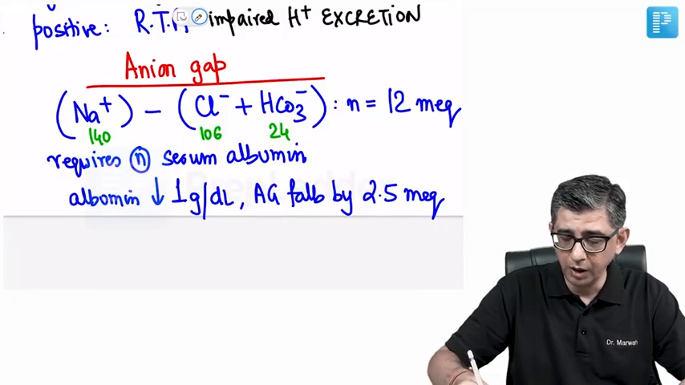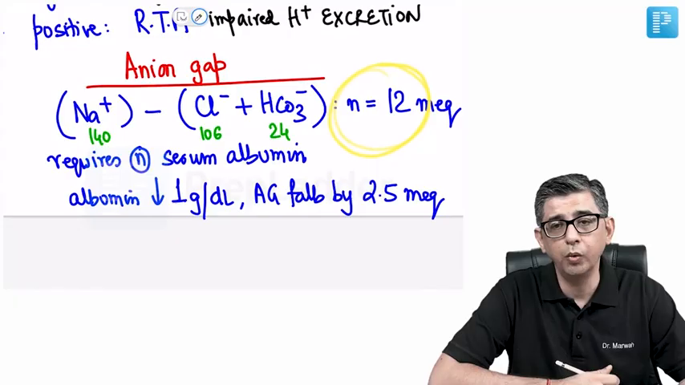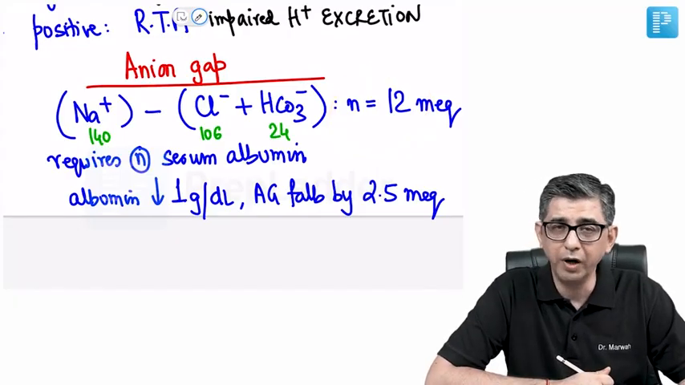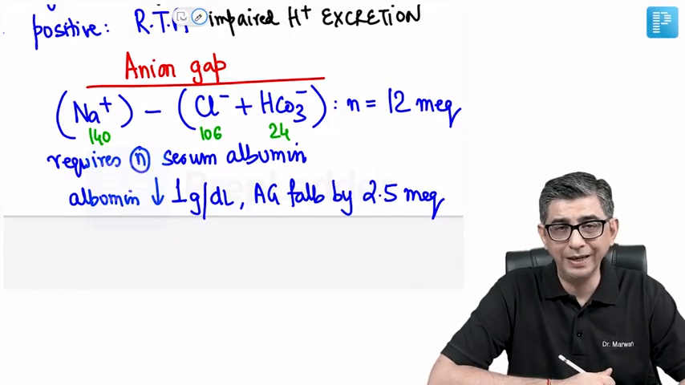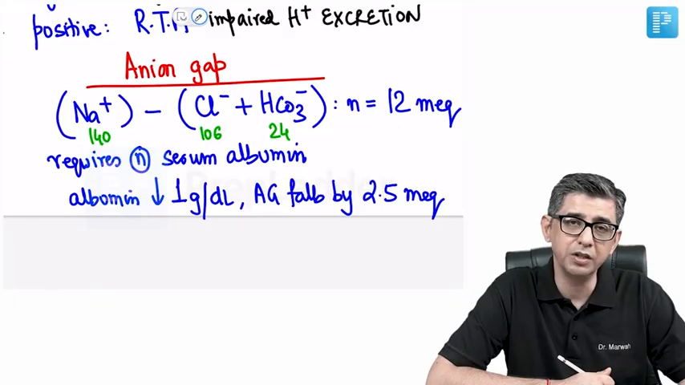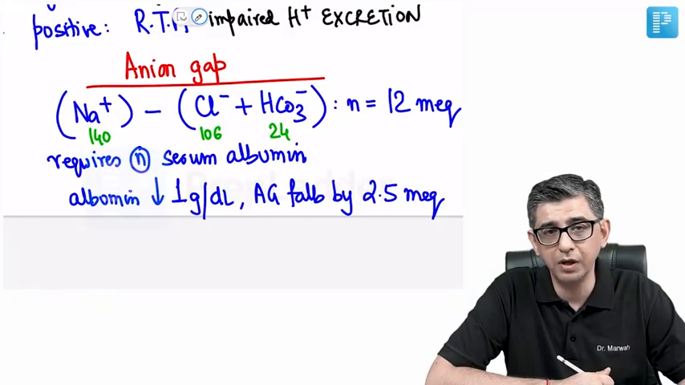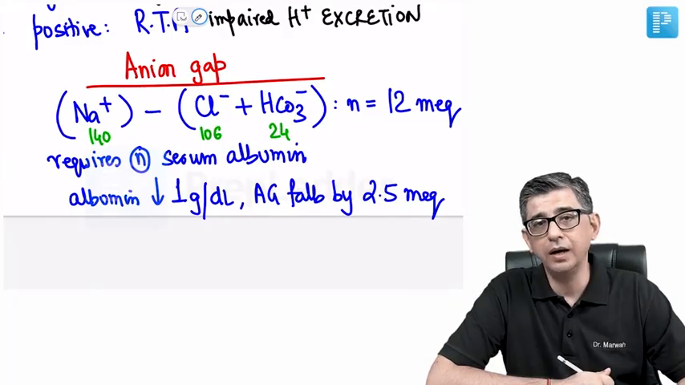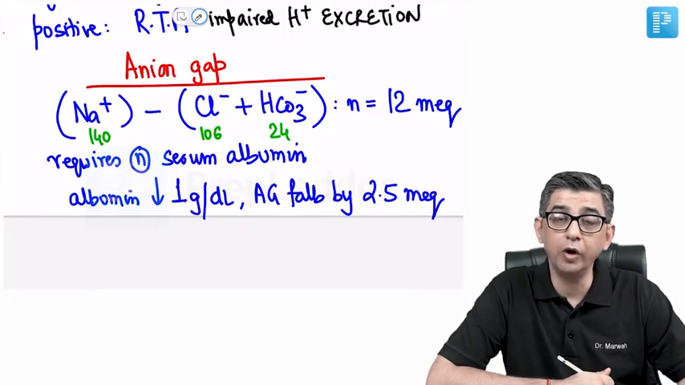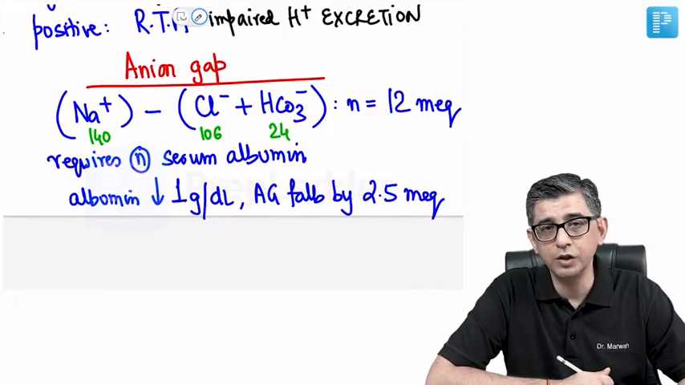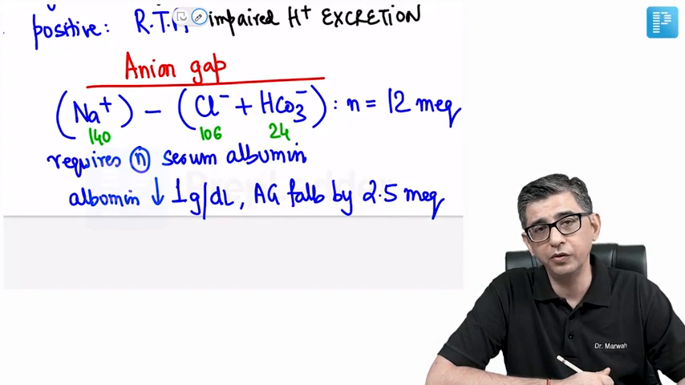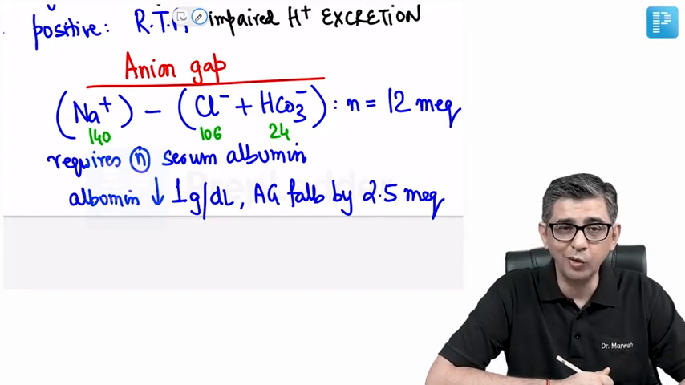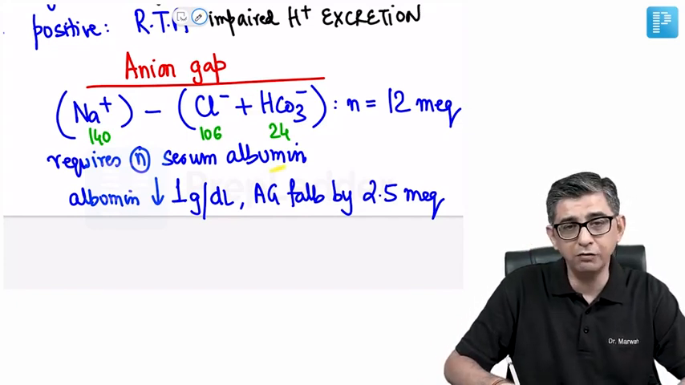And I told you the normal anion gap value in the US is about 12 milliequivalents. Now, there would be conditions where you would have an increase in anion gap, and conditions where there would be a normal anion gap in the patient, and therefore the terms that would be used would be HAGMA, that is high anion gap metabolic acidosis, or NAGMA, that is normal anion gap metabolic acidosis. The anion gap values are also dependent on serum albumin values.